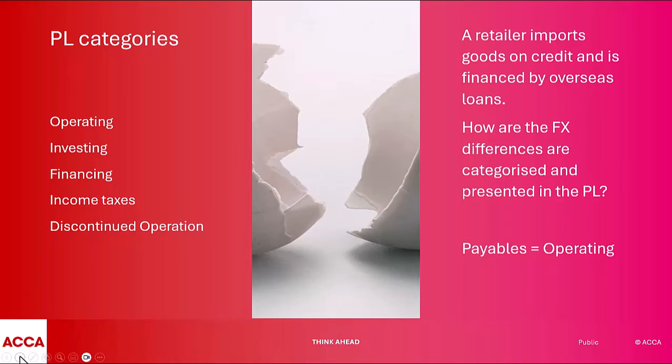The overseas loan is financing the business. The nature of the underlying asset or liability, in this case liability, is financing the business. So therefore, the exchange difference arising on the retranslation of the overseas loan is dealt with in the same way as the effective rate of interest, as the finance cost on that loan. It's an interest expense, not part of cost of sales or anything like that. It's an interest expense. Okay?